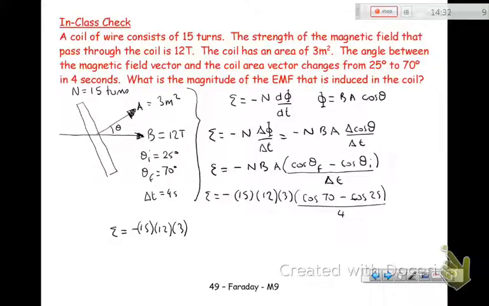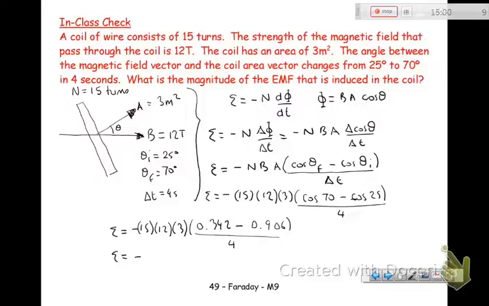And then I do cosine 70, enter. And that's going to be 0.342 minus, clear, cosine 25, enter, and that's going to be 0.906 over 4. And now I can just do calculator all the way.